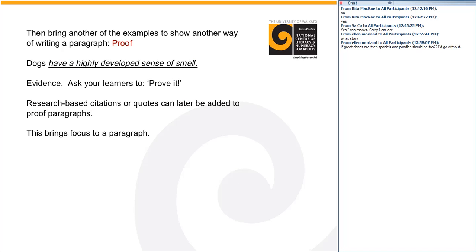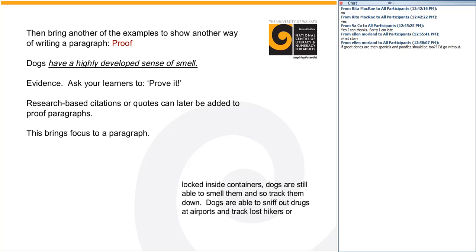So, to bring another of the ways of writing a paragraph, proof is this one. Some people say evidence. I like to call it proof because then you can say to your learners, if they have a particular controlling focus, prove it. And this is quite good because it can then lead on to research-based citations or quotes, you know, when they're doing research-based essays. Let's look at an example.